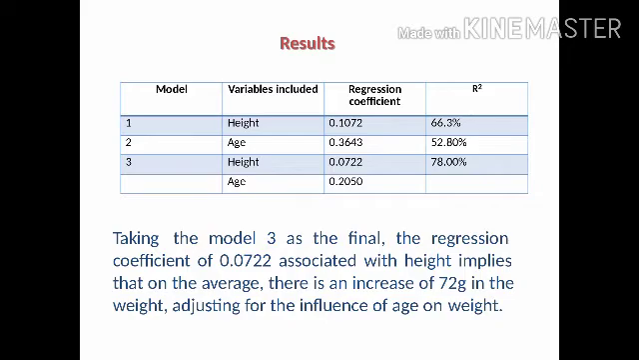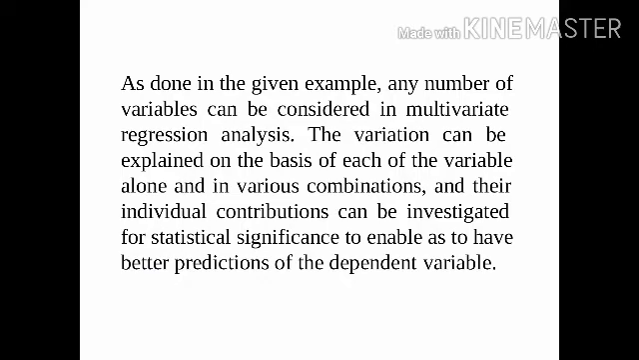Taking model 3 as the final, the regression coefficient of 0.0722 associated with height implies that on the average there is an increase of 72 gram in the weight, adjusting for the influence of age on weight. As done in the given example, any number of variables can be considered in multivariate regression analysis. The variation can be explained on the basis of each variable alone and in various combinations, and their individual contributions can be investigated for statistical significance to enable us to have better prediction of the dependent variable.